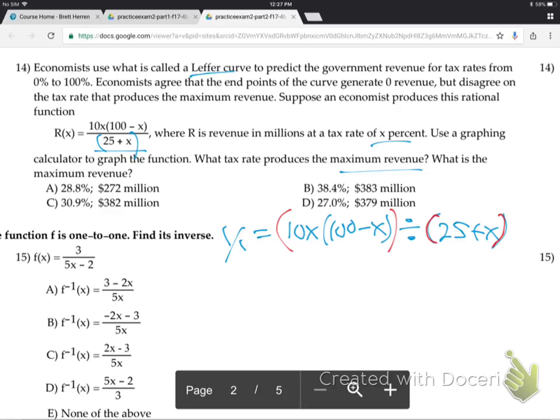So put parentheses around the numerator and the denominator when you type it in. That's one thing that really messes people up. And then when you graph it, you're going to have to get your window right. How do you get your window? It's a lot of trouble. People have a lot of trouble on this.